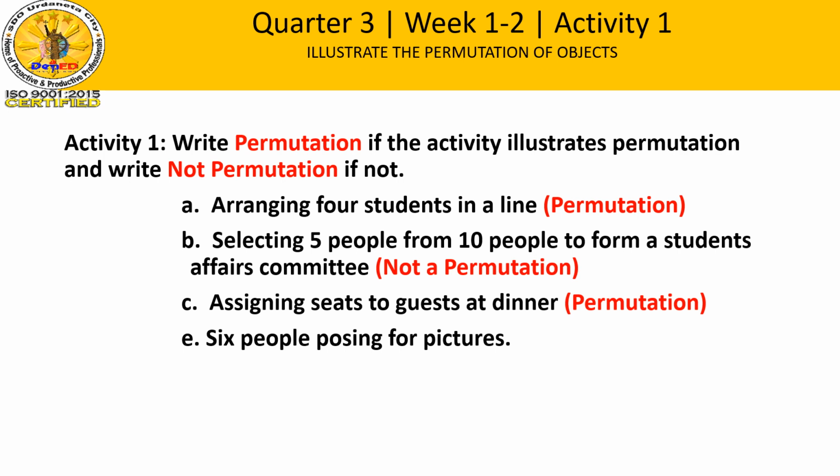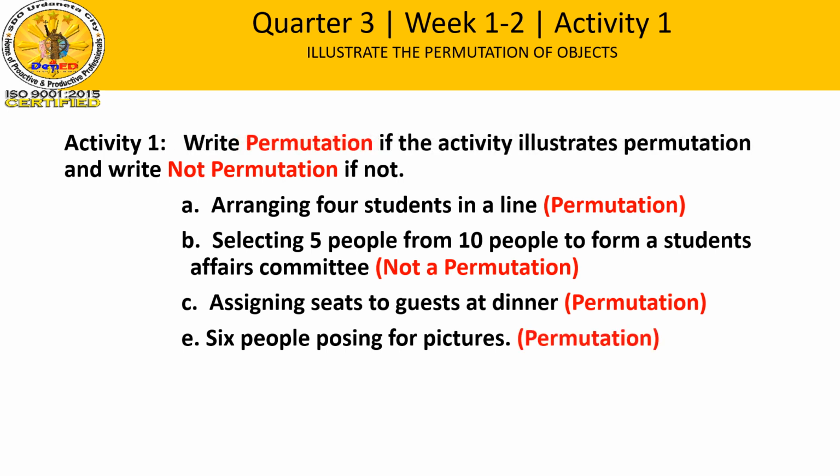Letter D. 6 people posing for pictures. The activity illustrates permutation. The arrangement of objects is important. For example, posing for pictures of Jane, June, Mario, Peter, Jake, and Sam is not the same as posing for pictures of June, Jake, Sam, Mario, Peter, and Jane.